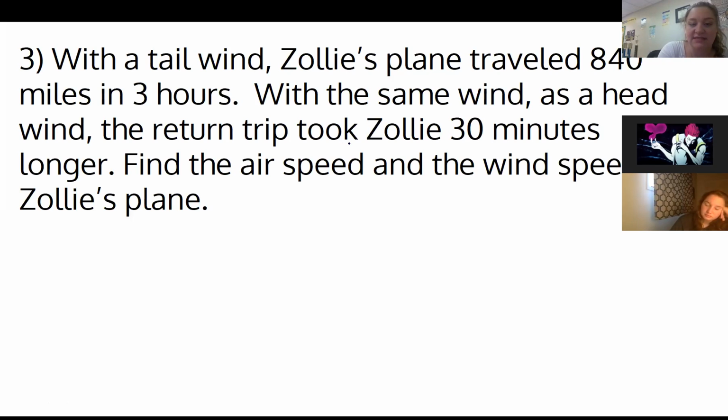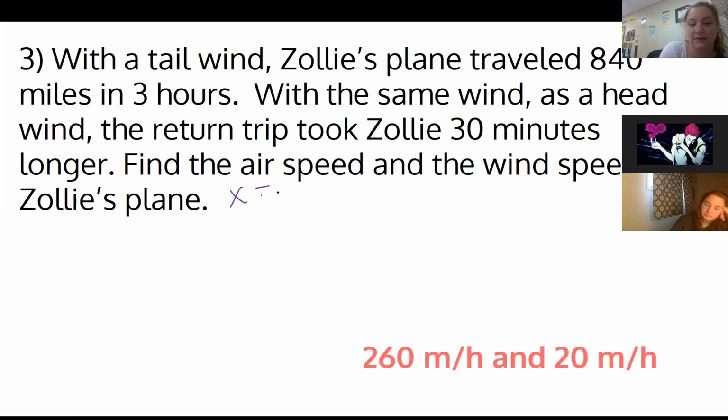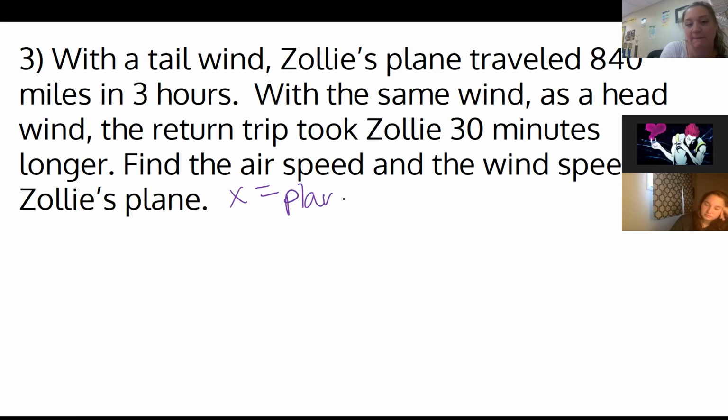Okay, so this is going to be speed of plane. Let's do X. No, don't give the answer away. X is going to be the plane speed, and then Y is going to be the wind. Those are the two things we're figuring out. I promise you have one of these on your quiz today. So you have plane, you have wind.